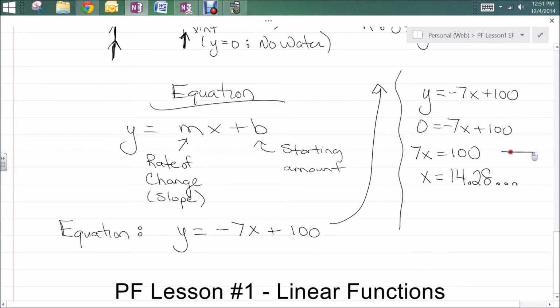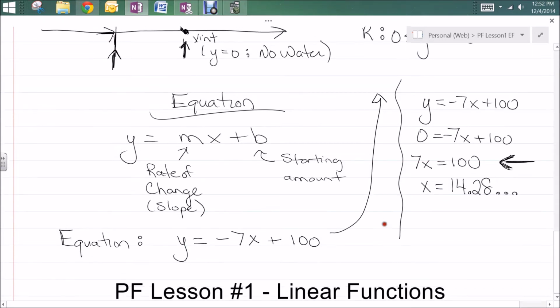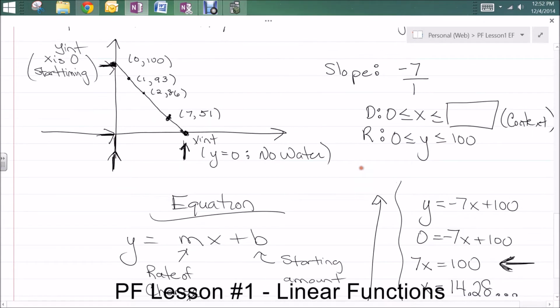This logically, right here, is probably what you would have done if I just asked it to you and said, you know, you've got to figure it out. Most of you would take 100 divided by 7. But the algebra is supporting that. My equation is supporting that, and that's all that's going on. So since it takes 14.28 minutes, my domain would be between 0 and 14.28. That's based on the context. Does this kind of make sense?